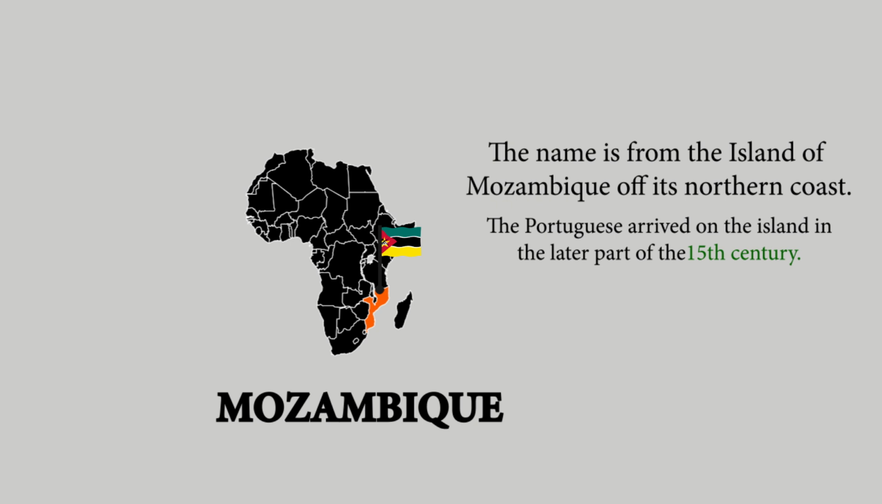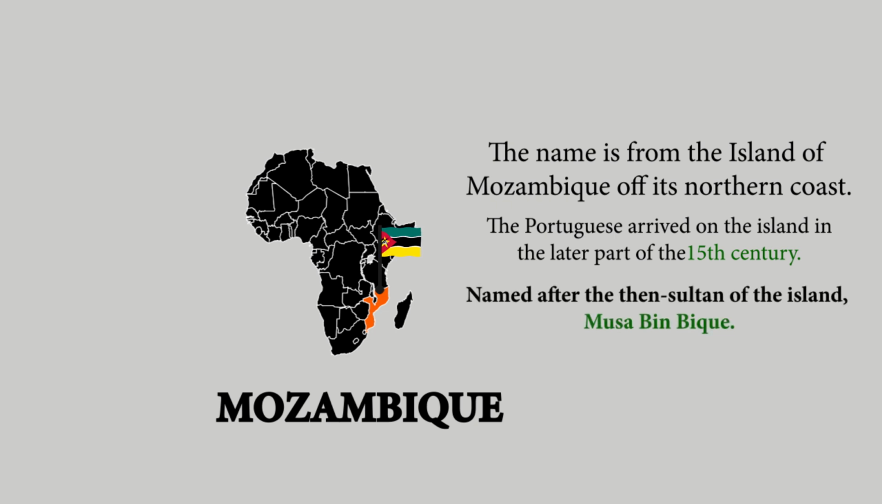However, the Portuguese force gradually took over control from the Arabs, and after just a few decades, it became a Portuguese colony. The Portuguese decided to name the island after the then Sultan of the land, Musa bin Bik. The Portuguese name for the island is Mozambique.